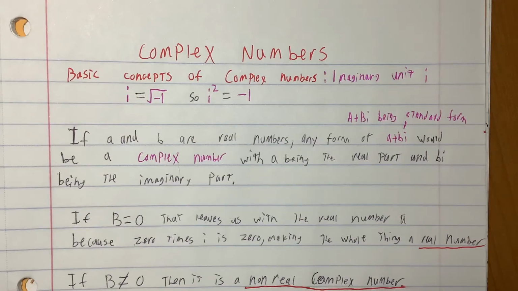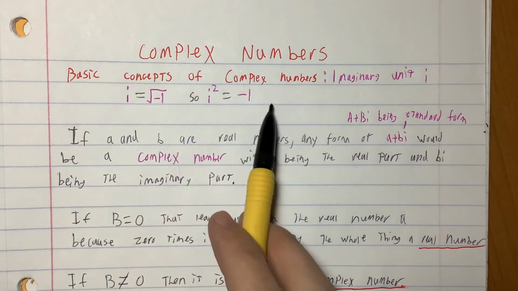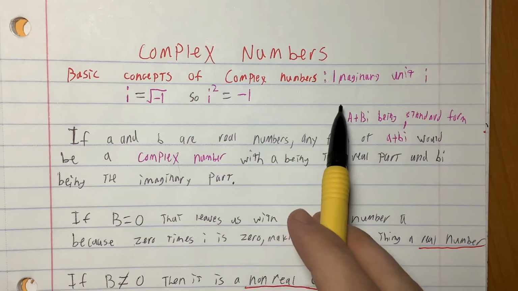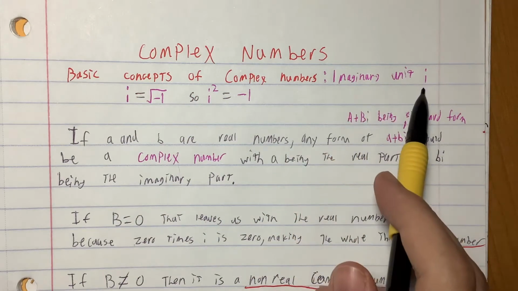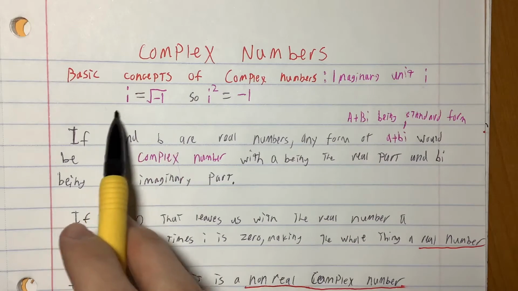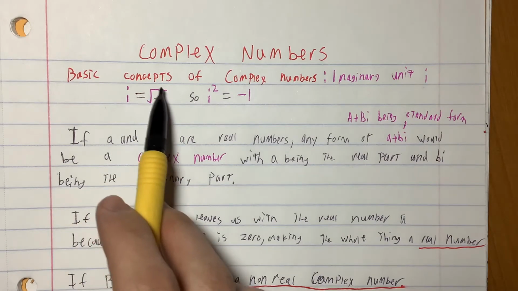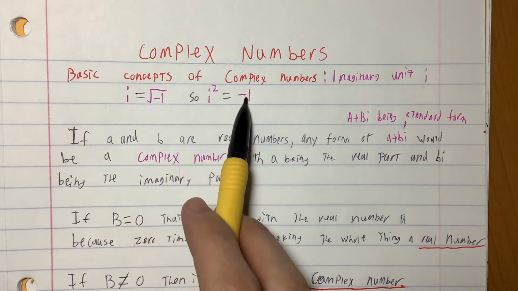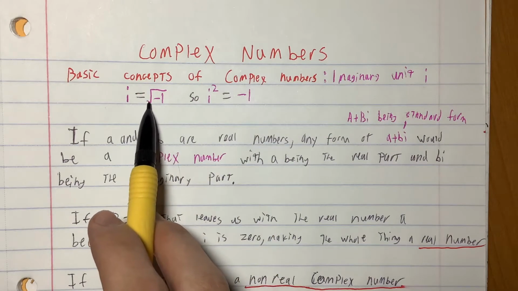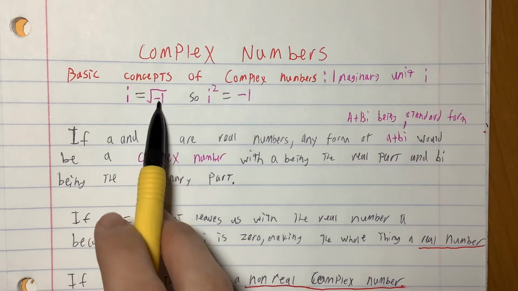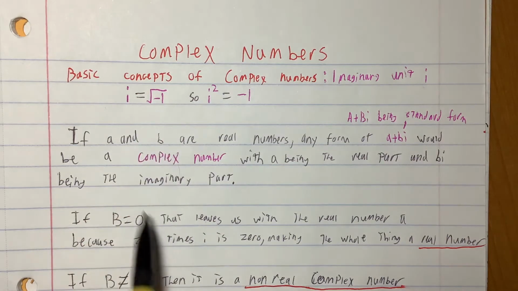Complex numbers. Okay, so here's the basic concepts of complex numbers. Primarily we'll be talking about the imaginary unit i, and i will equal the square root of -1. If we square that, i squared will equal -1, because this square root squared will just equal that.